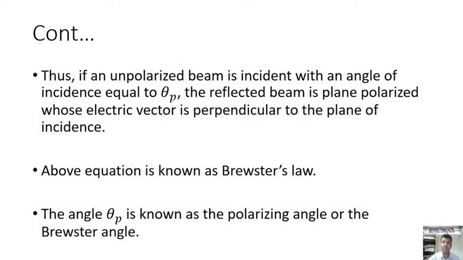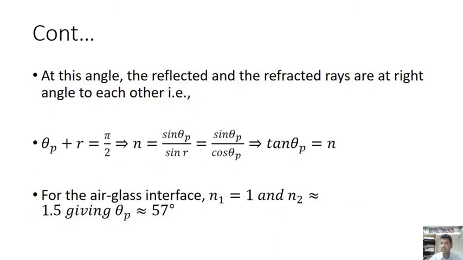So now here we know Brewster's law. The angle theta p is known as the polarizing angle or Brewster's angle. It explains the conditions under which the light gets reflected. At this angle, the reflected and refracted rays are at right angles to each other. Right angle to each other.